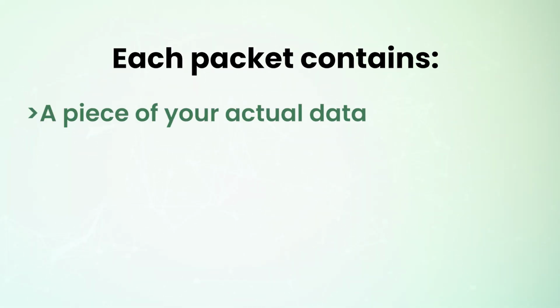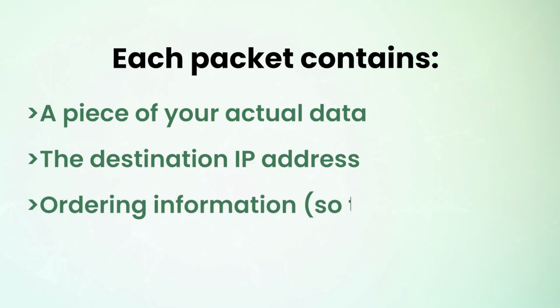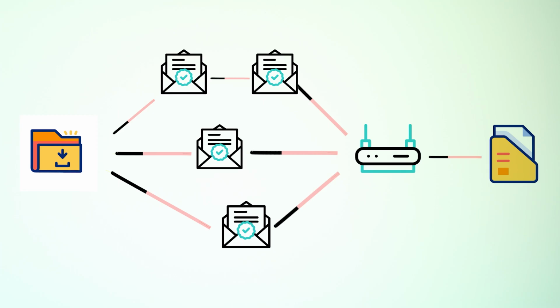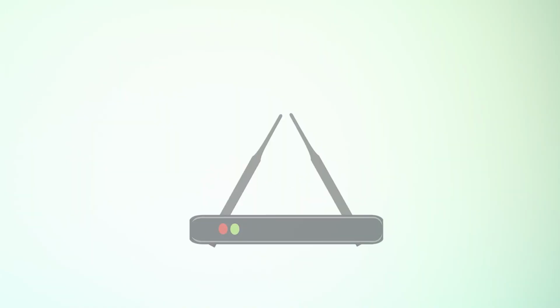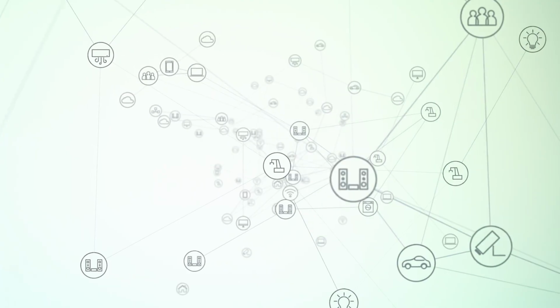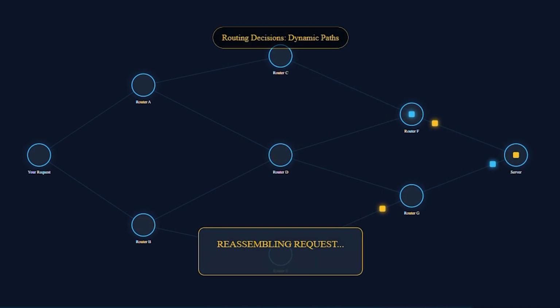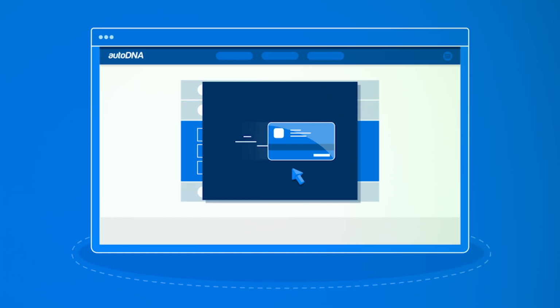Each packet contains a piece of your actual data, the destination IP address, and ordering information so the packets can be reassembled correctly at the end. Packets can take different paths through the network depending on traffic or how routers along the way decide to forward them. Each packet hops between routers, the postal sorting centers of the Internet, until they reach the destination server, where they are reassembled to reconstruct your original request.